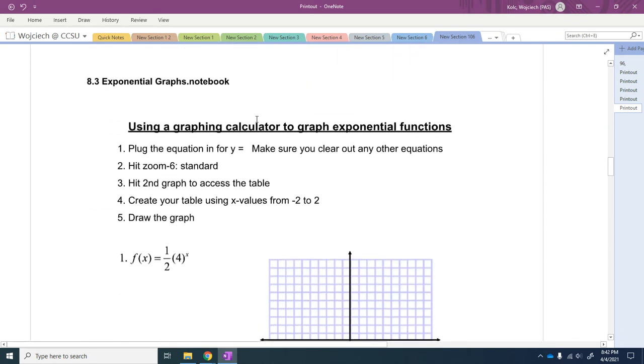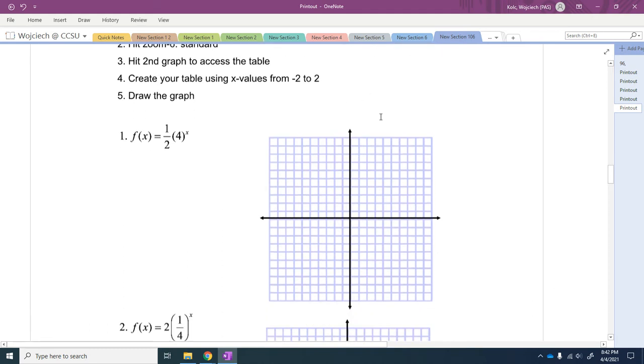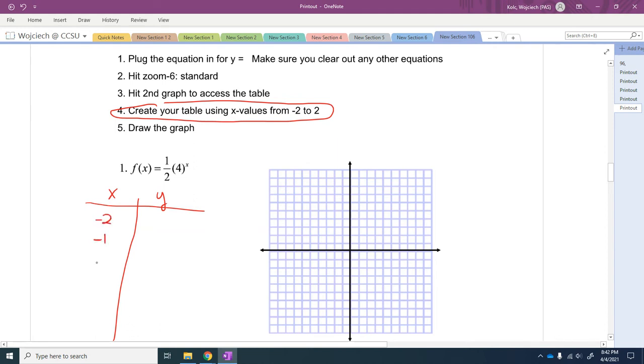Now, we are in class. You may use a graphing calculator to graph functions or use Desmos, but our goal is to actually learn how to do this by hand. And just like we did with other functions, we will create a table of values from -2 to 2. So make a table of values, x, y, and pick 5 numbers. So -2, -1, 0, 1, and 2.